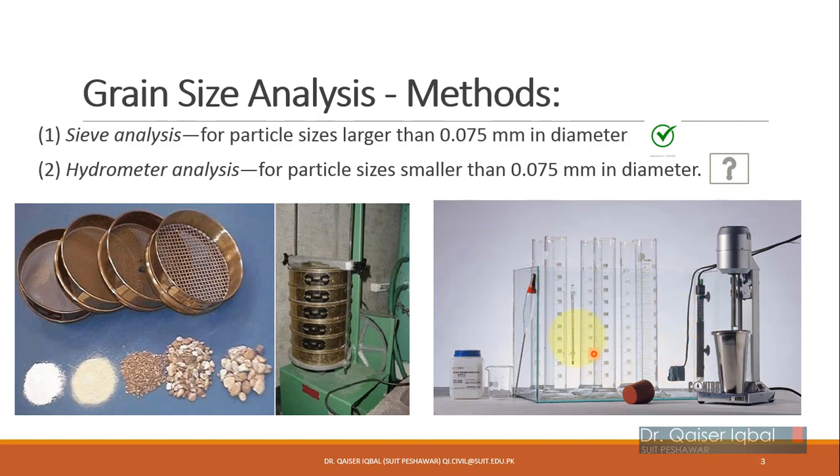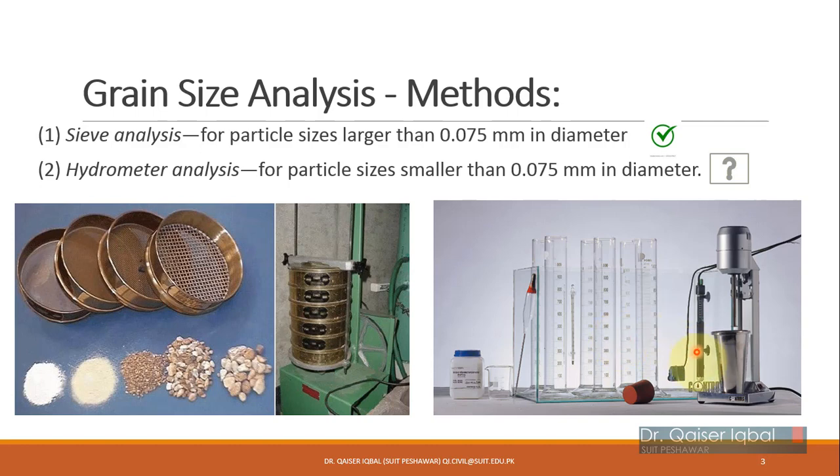There is another technique which is known as the pipette method as well, but we will be discussing the hydrometer analysis technique today, for which the equipment includes a graduated cylinder. With that we have a rubber top cap as well. We have the hydrometer, which you can see over here. We have sodium hexametaphosphate solution, which is used as a dispersing agent, which we will discuss in a while, and then for mixing of the soil sample and the dispersive agent we use the mixer as well.